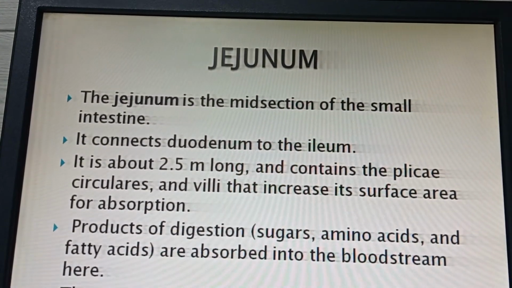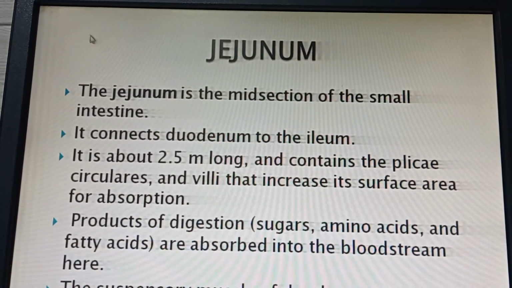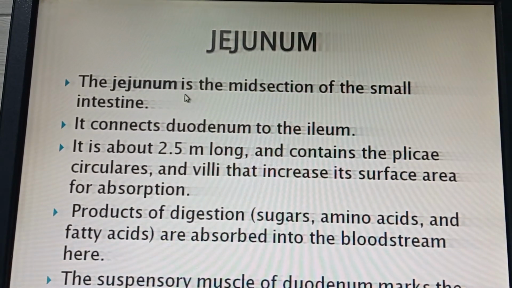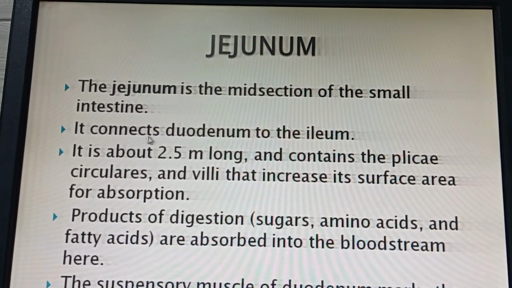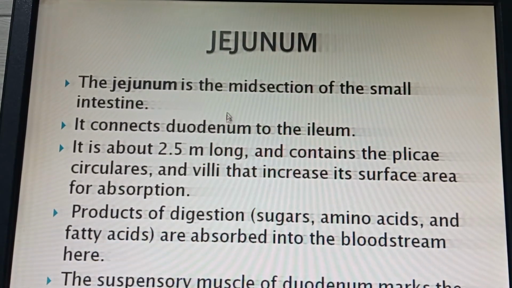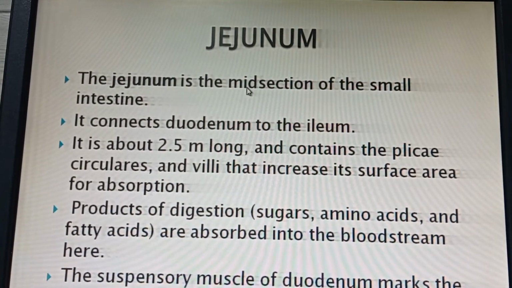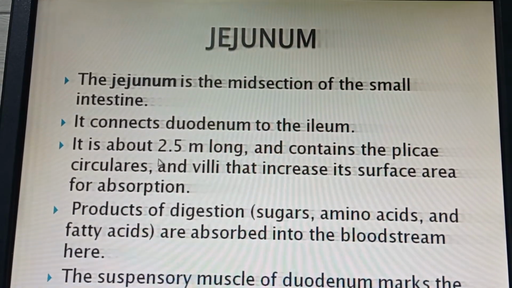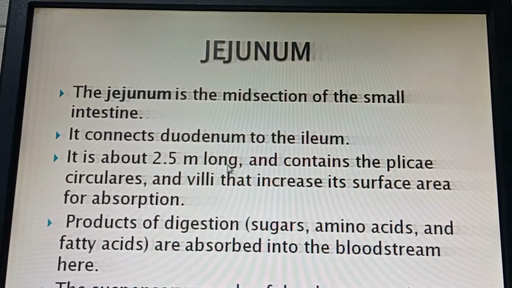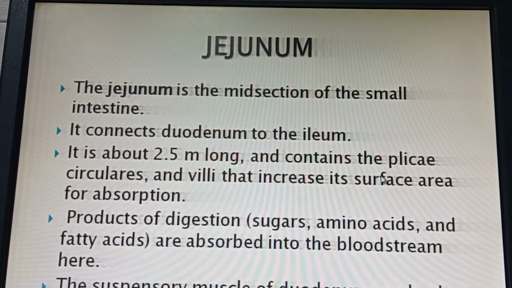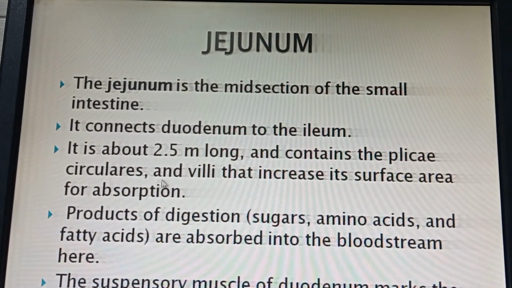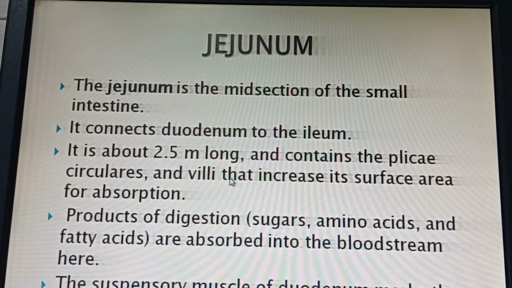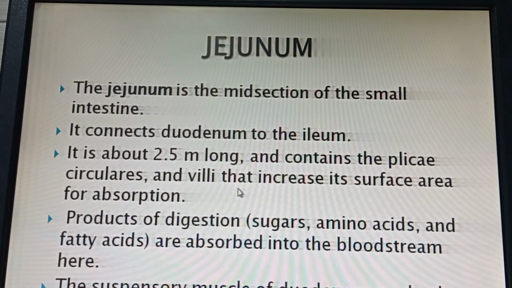The next part, the mid part of the small intestine, is the jejunum. It is the midsection of the small intestine and connects the duodenum with the ileum. It is present in the middle, so it connects the first part with the last part. Its length is 2.5 meters, and it contains plicae circulares and villi. These two are present to increase the surface area for absorption.